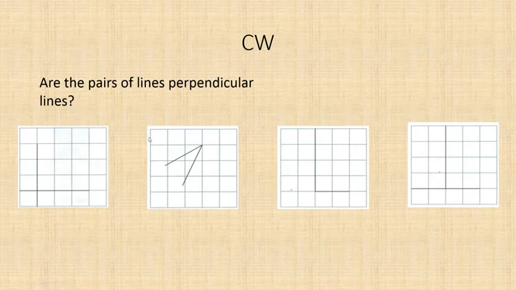Okay, so let's answer it together here. Are the pairs of the lines perpendicular lines? So what about this one? I will not show you the angle. Is it perpendicular or not? You have to figure it out yourself. To make it easier for you, I just drew these lines on a squared paper, so you can figure out where the right angle is.